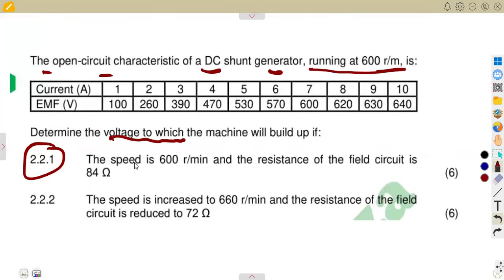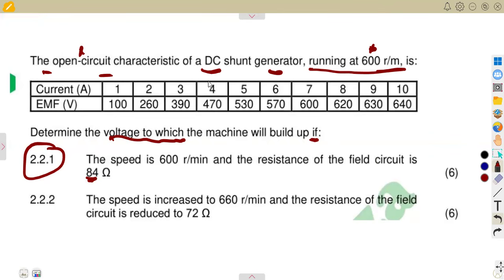Question 2.21 part A1 concerns the speed. If the speed is 600 revolutions per minute, meaning we are still at 600, nothing has changed. We are still at open circuit characteristics, at no load, at the same speed, and the resistance of the field is 84 ohms. If you check, this question is just like the previous case. We were at the same speed, nothing has changed. It is the same thing as in this condition.